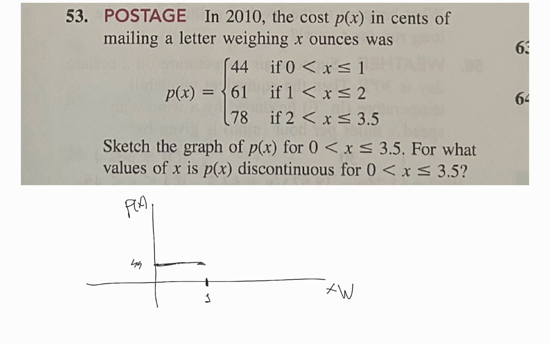Even when the weight is 1 ounce. So here is defined the function. But when x is between 1 and 2, not including the 1, the price is 61 cents. So the price will go like this and will be 61 cents. But here it is not defined at x.